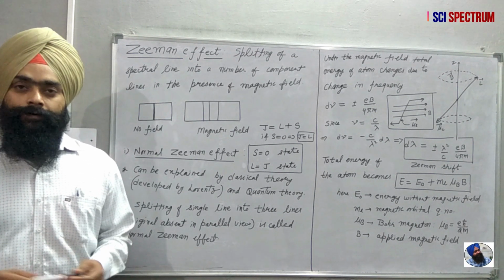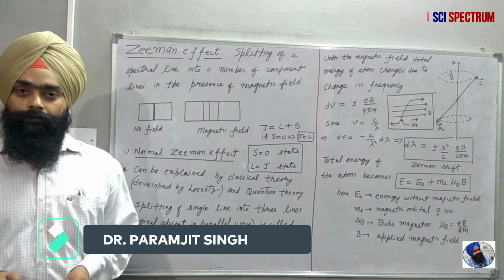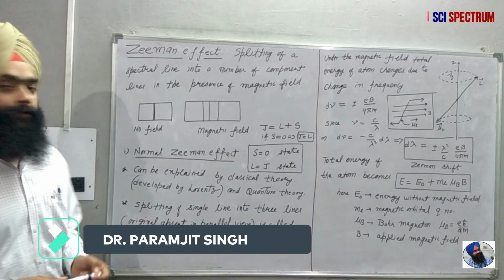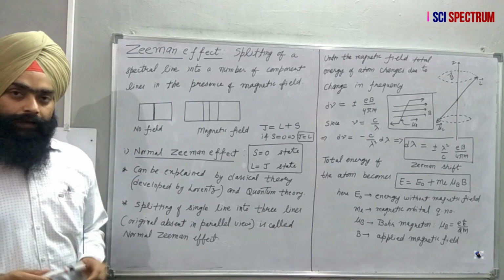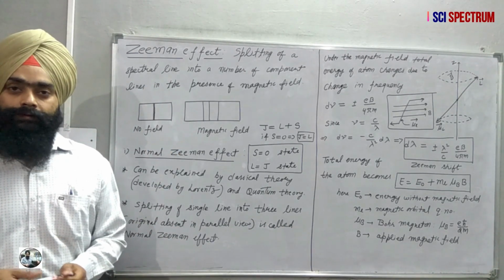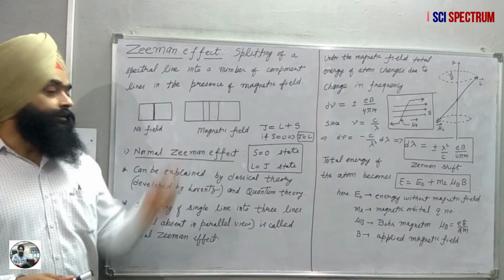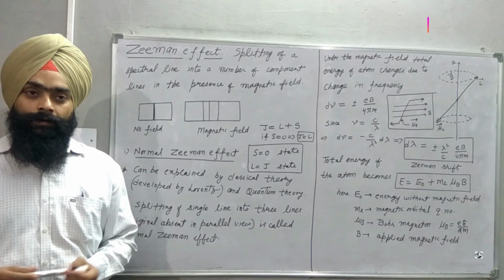Hello students, today we are going to discuss a very important topic called the Zeeman effect. So let us discuss the definition. The Zeeman effect is simply the splitting of spectral lines into a number of components in the presence of a magnetic field. So let us understand the definition.